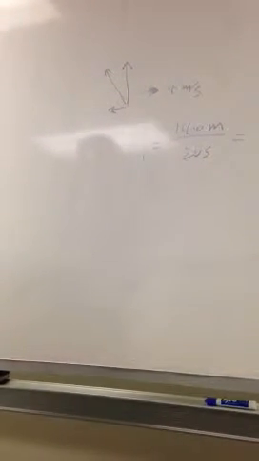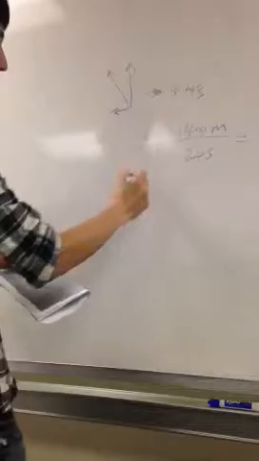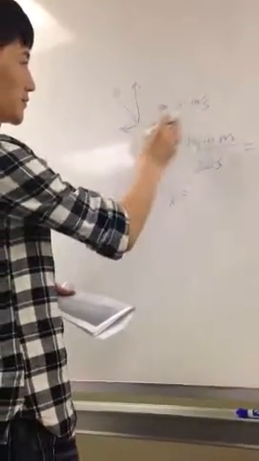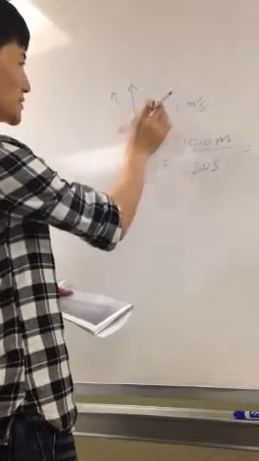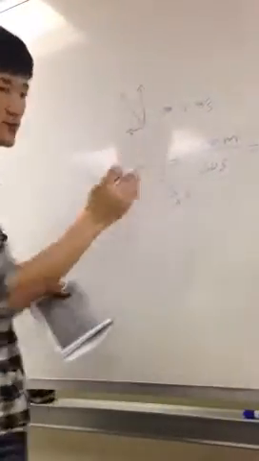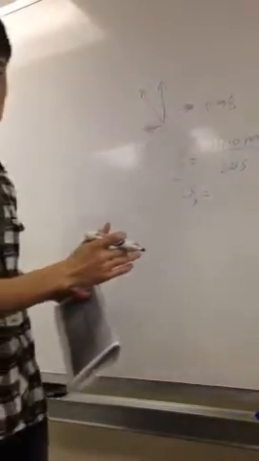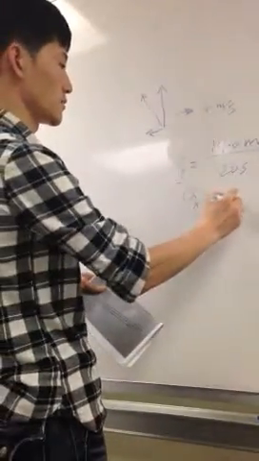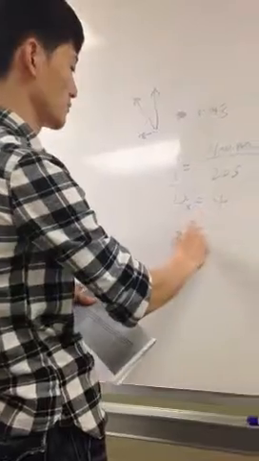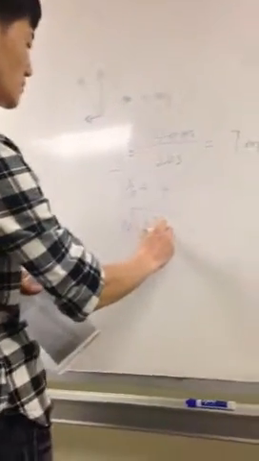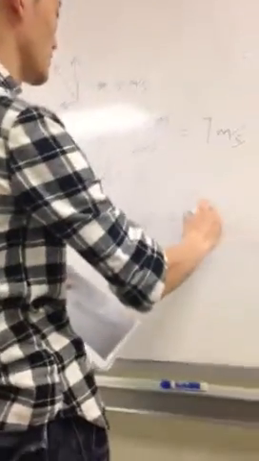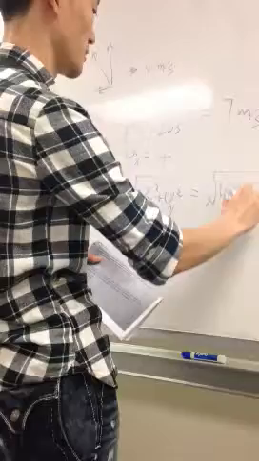We got the y, and the x has the same magnitude as the water, but a different direction. So it would be the square root of Vx squared plus Vy squared, which is the square root of 16 plus 49.